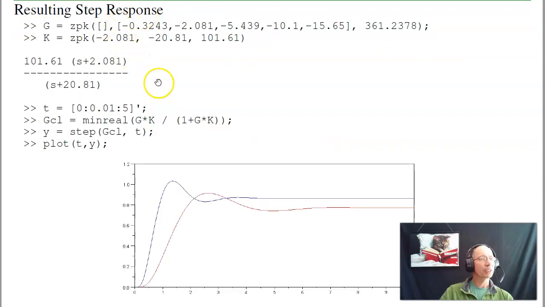And the resulting step response, here's the original system with gain compensation in red. With the lead compensator, notice the output's closer to 1. I've got better tracking, higher DC gain, less steady state error, and I have a faster system.